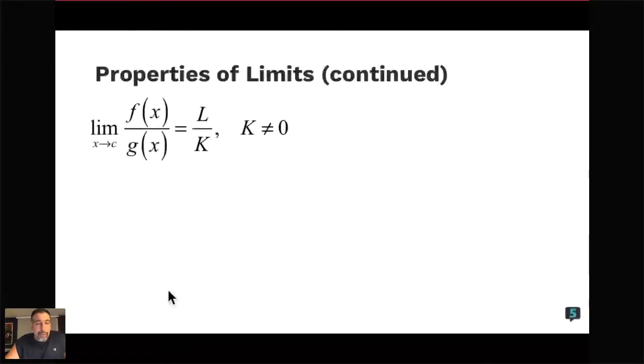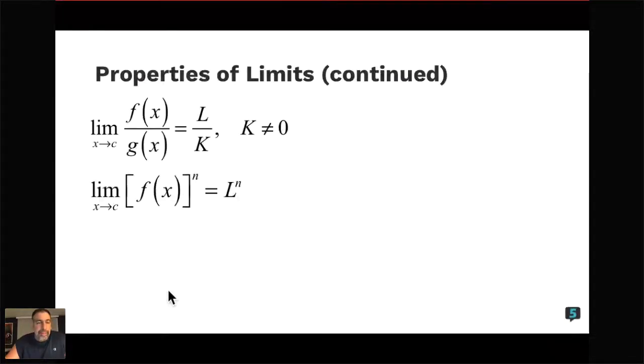Division is also going to work the same way as long as your denominator limit does not equal 0, because that would, of course, yield an undefined. But if you're ever taking the limit of a quotient, you can do the numerator separate than the denominator and then just use those two answers. And then the last one I want to talk about is if you're taking the limit of a function that's being raised to a power, you can kind of ignore the power to start with, find the limit.